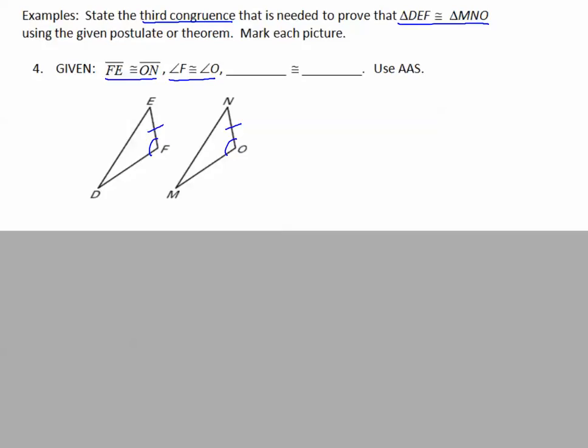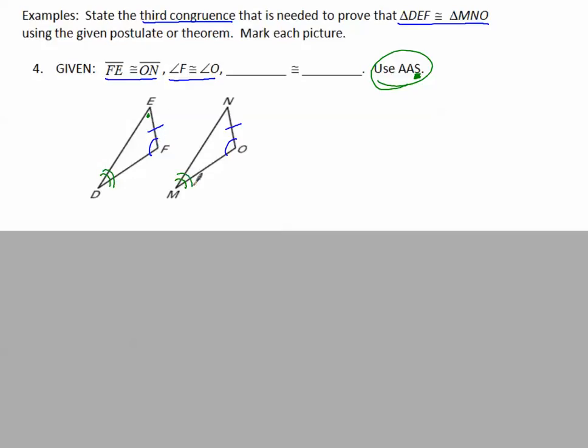They're telling us we need to use the AAS, angle, angle, side. Well, I only have an angle and a side. I need 2 angles marked. Well, do I pick this one or do I pick this one? Remember that it's supposed to be the side not between the 2 angles. So if I were to pick this angle, I have an angle, and the side that connects them. So it can't be this one, it's got to be this one.